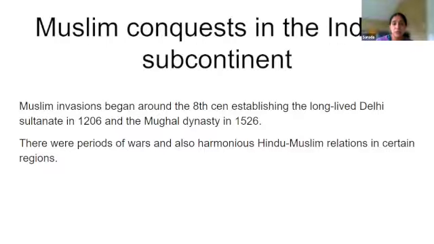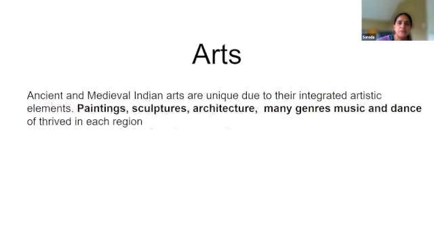This slide is about the Muslim conquests that started in the 8th century and they continued for a while. The Mughal dynasty was established in 1526, and there were periods of war. There were also periods of harmonious relationships between the Hindu-Muslim communities, where arts and culture also thrived in certain Muslim courts, where the kings were very appreciative and were patrons of art, even though the arts were very tightly tied into the Hindu religion and the Hindu philosophy.